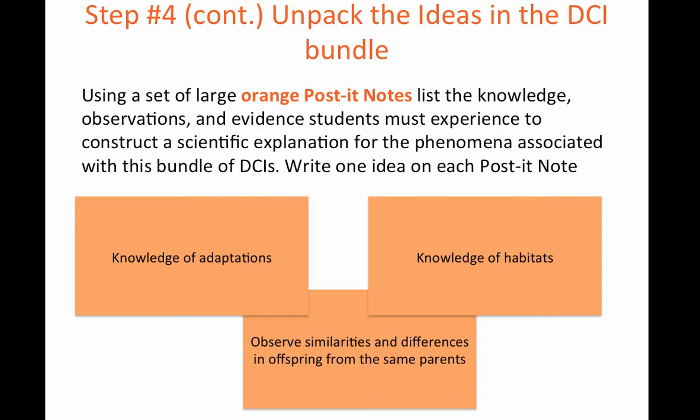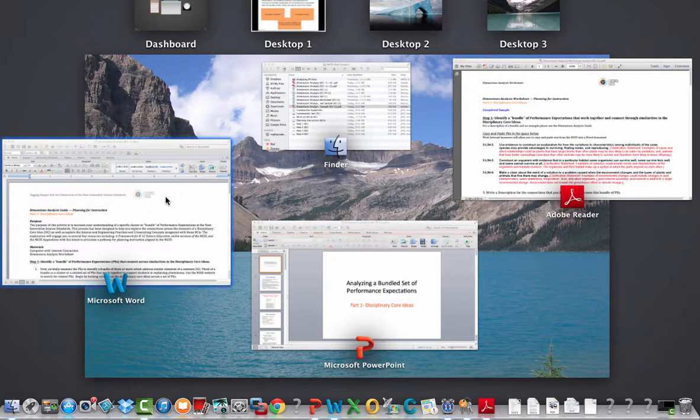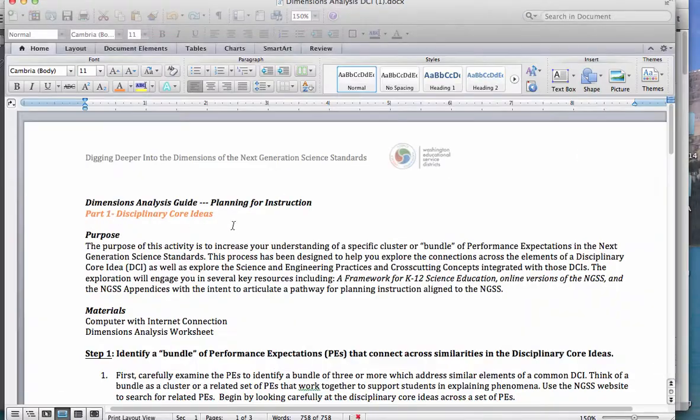And this is step 4, continued. You're going to unpack the ideas in the DCI bundle by using your orange post-it notes, and you'll see why orange later. Here are 3 examples based on the DCI bundle I identified earlier. For each different post-it note, you're going to write one idea on each of these. And if you want, I'll show you an example in my student example here.